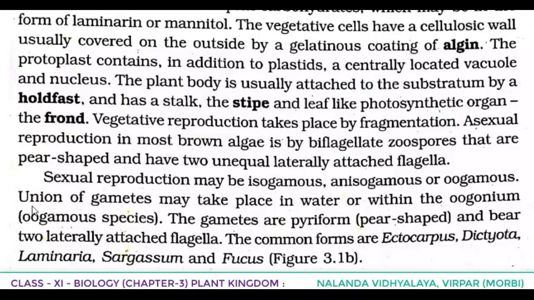And in the case of Phaeophyceae, sexual reproduction may be isogamous, anisogamous or oogamous. Union of gametes may take place in water or within the oogonium in the case of oogamous species. The gametes are pyriform, as we already told, pear-shaped, and bear two laterally attached flagella. The common forms are Ectocarpus, Dictyota, Laminaria, Sargassum and Fucus.